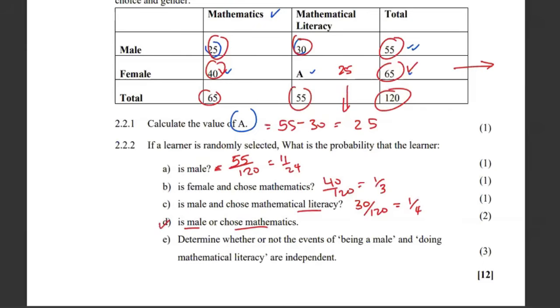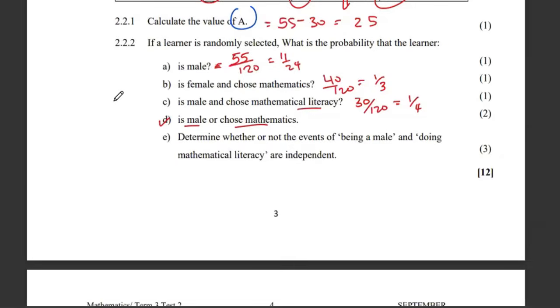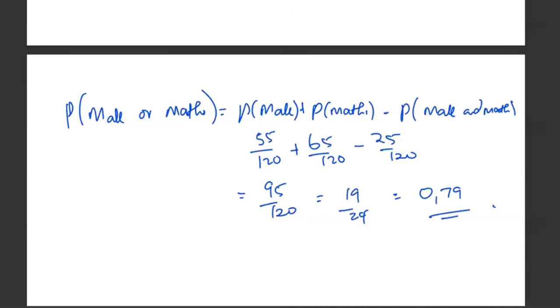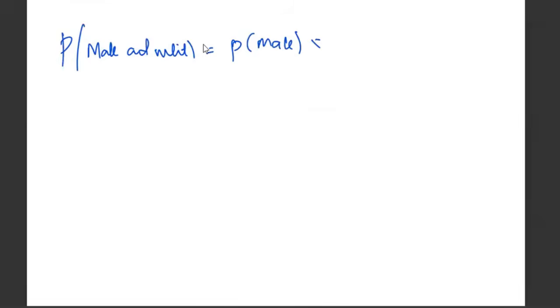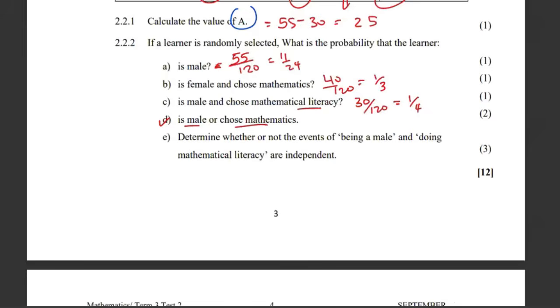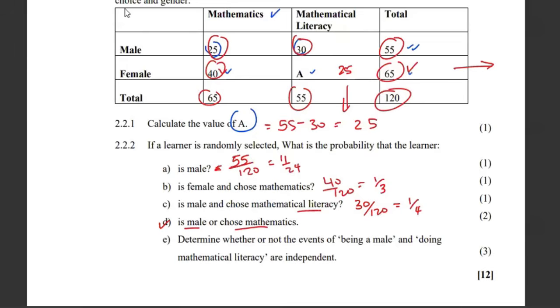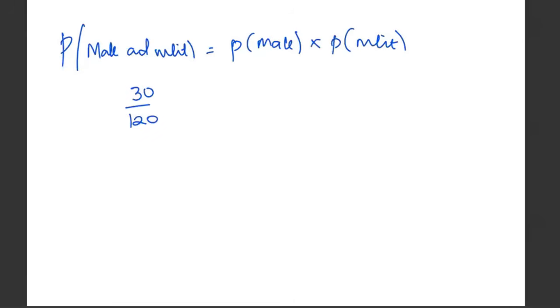Then determine whether or not the events being male and doing maths lit are independent. So we're going to say that the probability of being male and doing maths lit should be the same as the probability of being male times the probability of doing maths lit. So this is the formula for independence. So how many males are doing maths lit? We have 30 of them. So meaning that we're going to have 30 over 120.